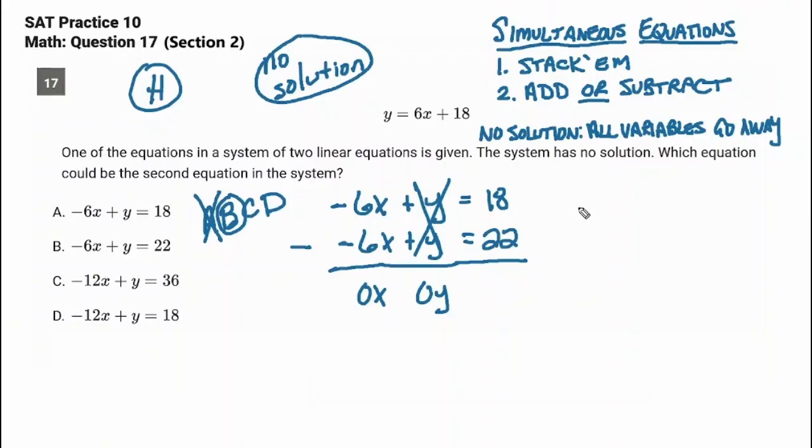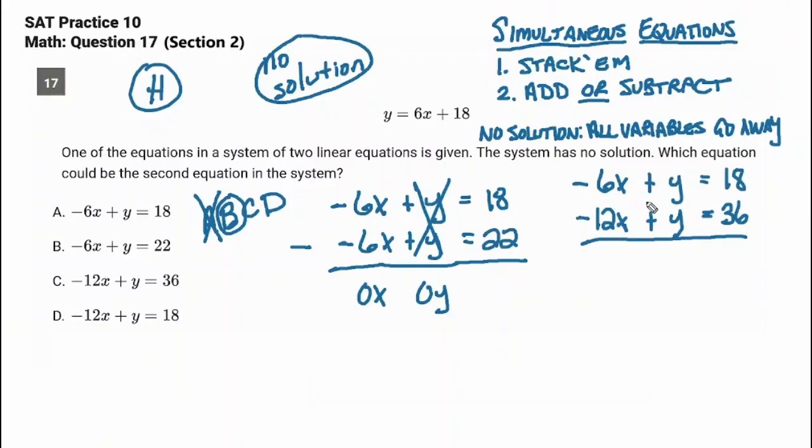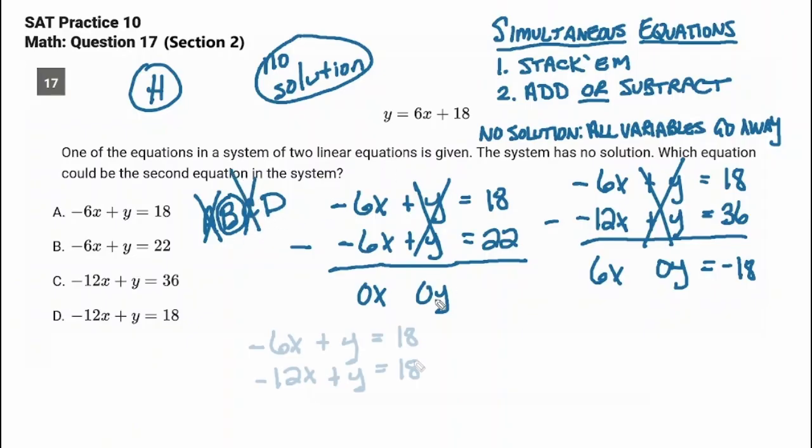If you want to do C and D real quick, fine. This is C. Again, I can see really easily that I can subtract, say y minus y, so the y's go away. That's great. Negative 6x minus 12x is negative 6x plus 12x. That's 6x. Did all my variables go away? They didn't. And if I go over here and I say 18 minus 36, that's negative 18. I've got 6x equals negative 18. I'm going to be able to solve this thing, so I don't have no solution. So that's gone.